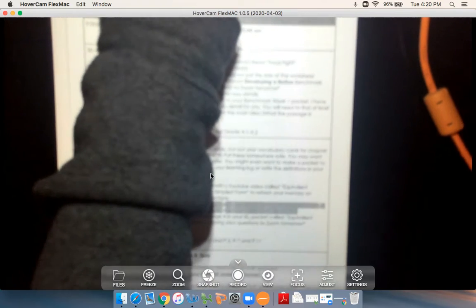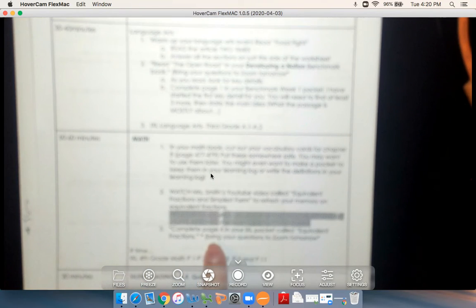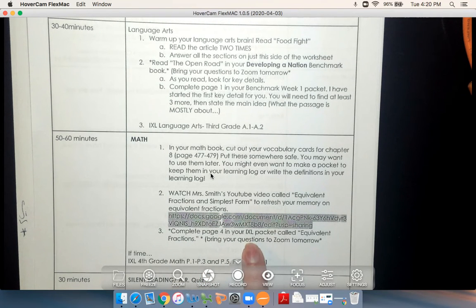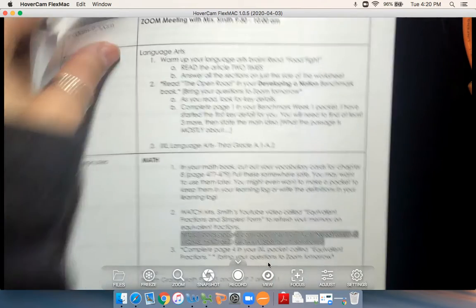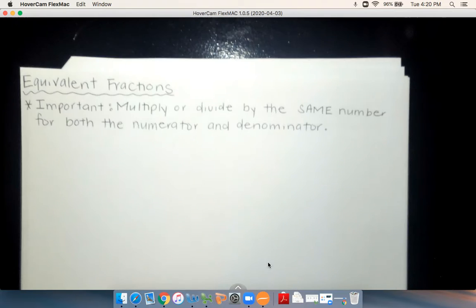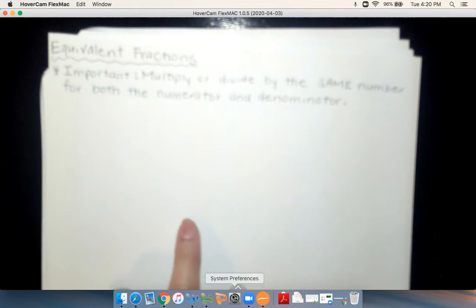After this, you're going to need to get out your IXL packet, the same packet you used yesterday, and do page 4. It's called equivalent fractions. Then bring those questions to our Zoom meeting tomorrow. Okay? So really quick, we're going to go over both of those skills. And then if you have any other questions, you can bring them to Zoom tomorrow.